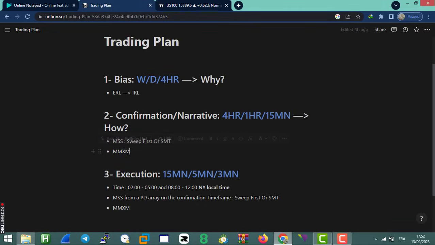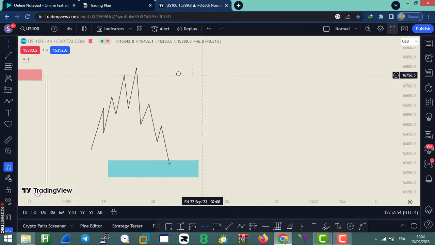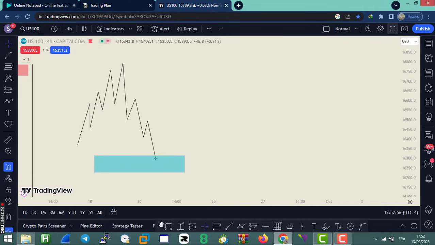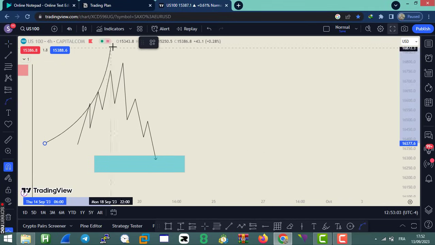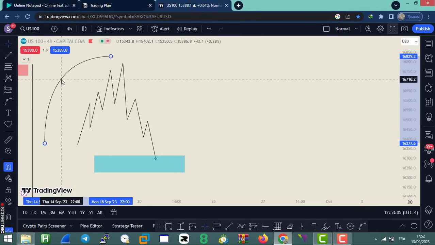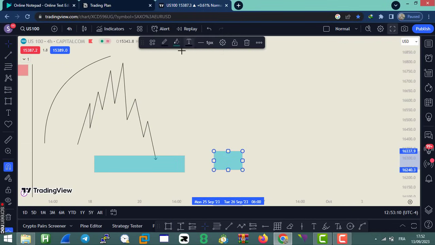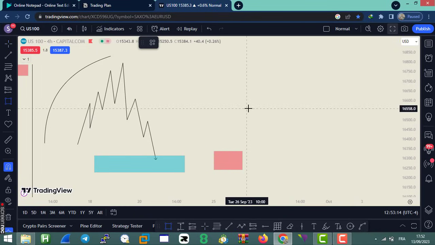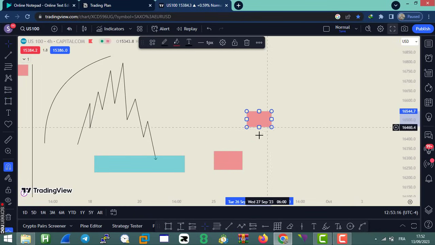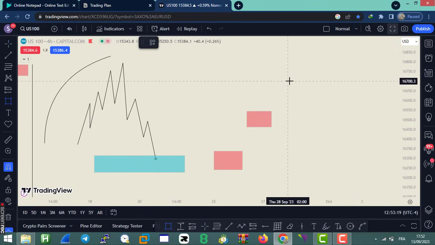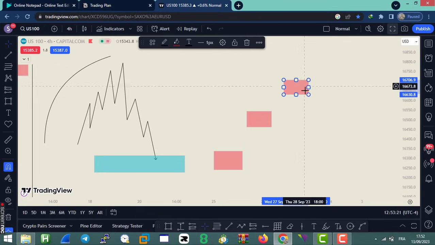What do we mean by that, and why should we look for it? The market maker X model is something like this. So on this curve right here, you will see something like this. You will see a consolidation and then expansion to another consolidation and then expansion and then consolidate here.